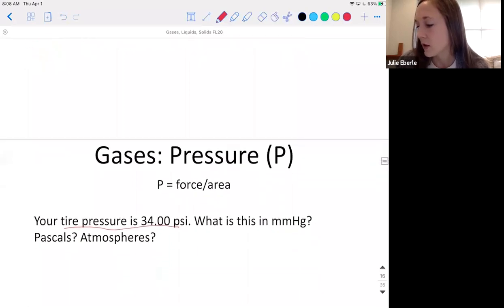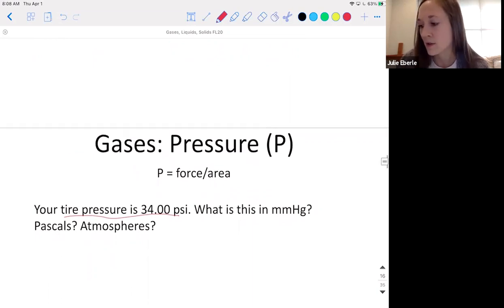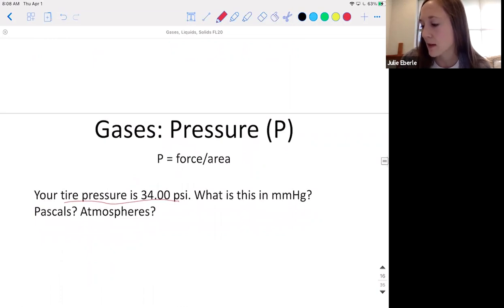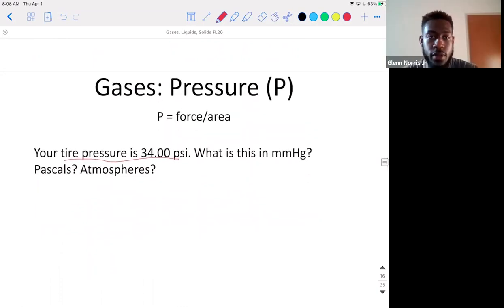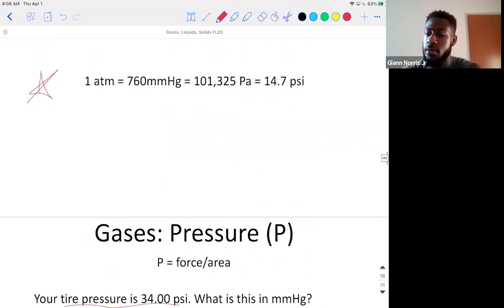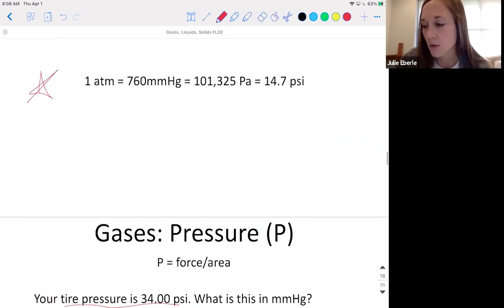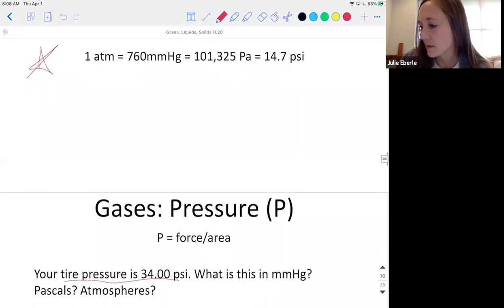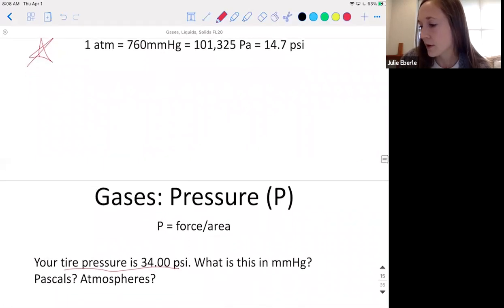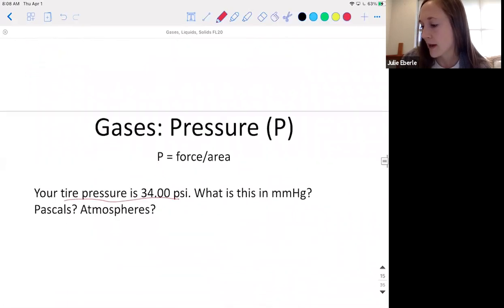There's two different ways you could do this. You could take 34 psi every single time and convert to those individual units, or you can just continue one at a time: convert to millimeters of mercury, then go straight from millimeters of mercury to pascals, and then straight to atmospheres. Can you go back up, just right quick? Right there. Yeah, I'm going to be scrolling up to this quite a bit, Glenn, in the next few minutes, because we're going to use this information up here a lot.